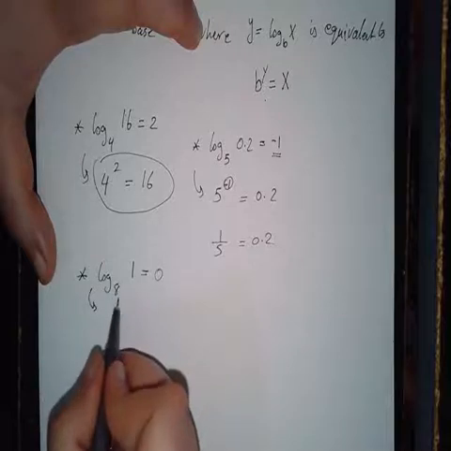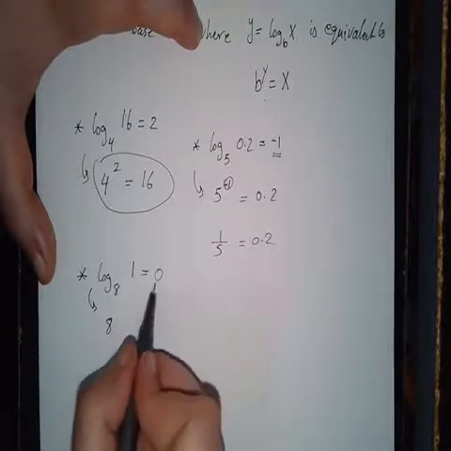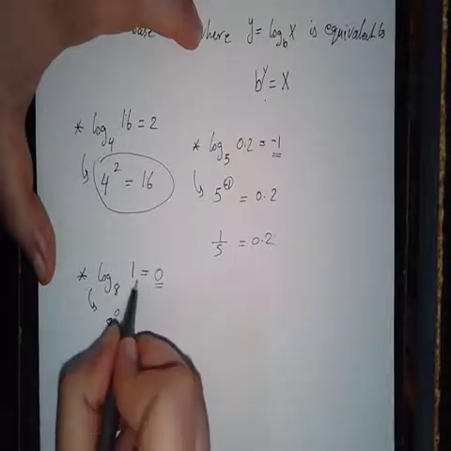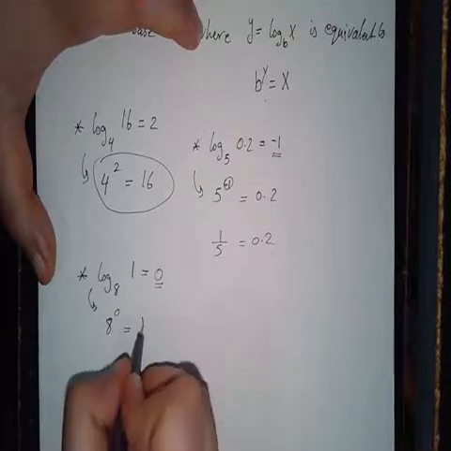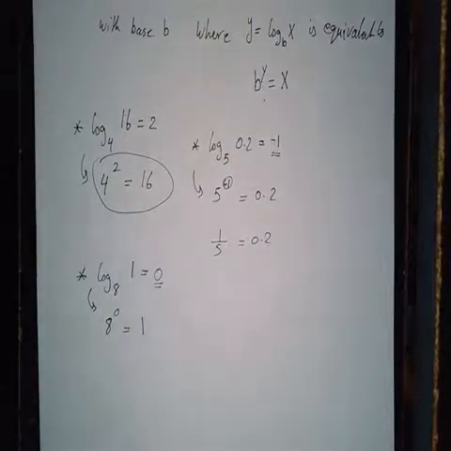My base is still 8. The power is the answer of the log, so it's 0. And the answer is what's inside the log, which is 1. Does this make sense? The answer is yes. Anything to the power of 0 is always going to be 1.